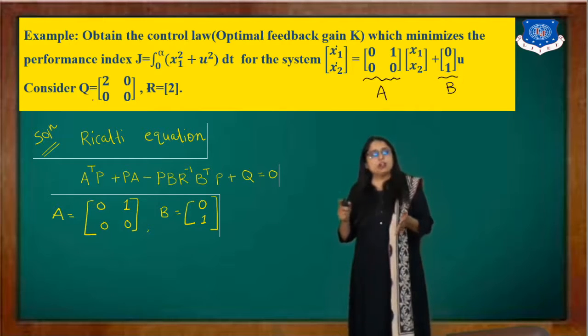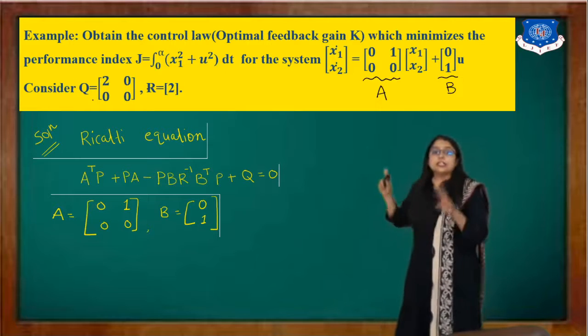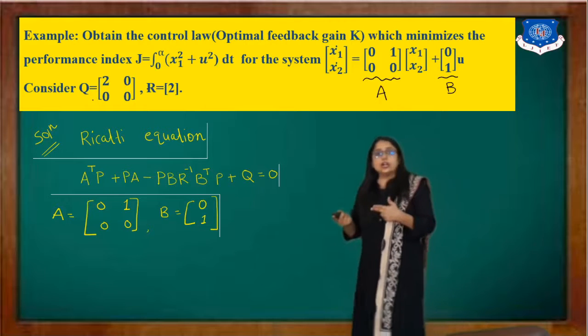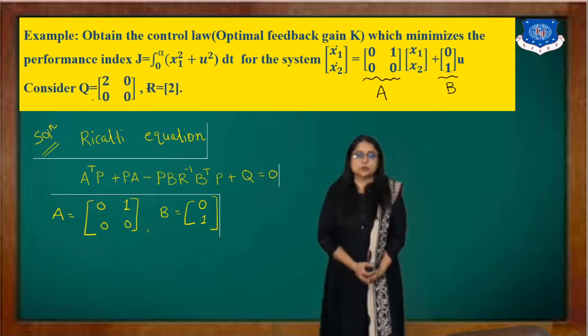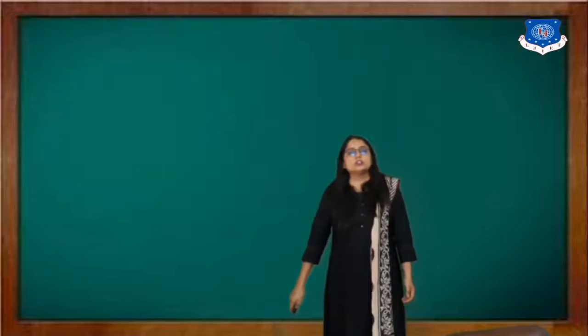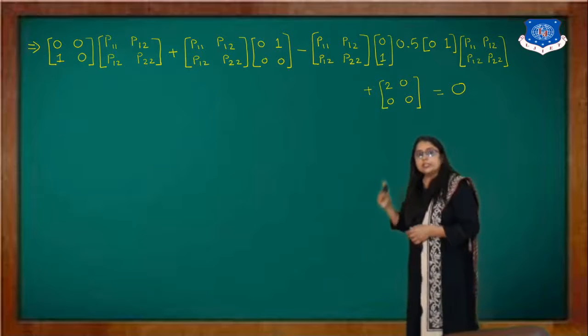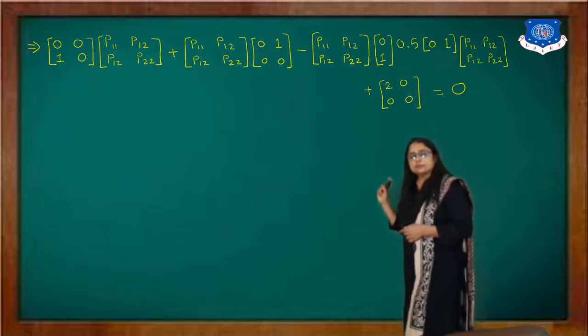One by one you have to substitute all these values. Here the value of R equals 2. So when I want to find R inverse, that is 1 by 2, which equals 0.5. Substitute all these values in our continuous time Riccati equation, then we will get this.